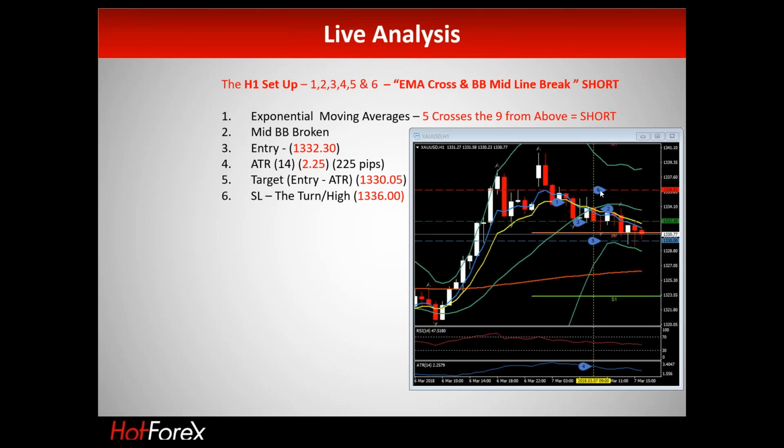So the stop loss on this instance was back up here at 1336. The target was the ATR, which was 2.25, so that's 225 pips away. Gold's traded here, or just over $2. Because the entry is at 1332.30, 1332.30 minus 225 takes it to very close to a big fat round number of 1330.